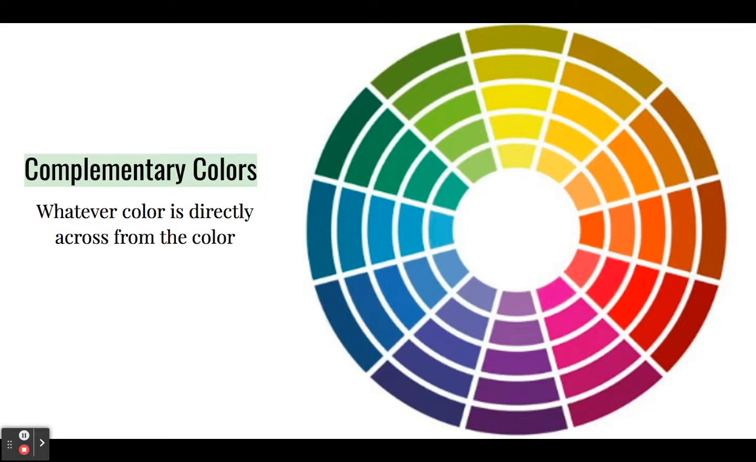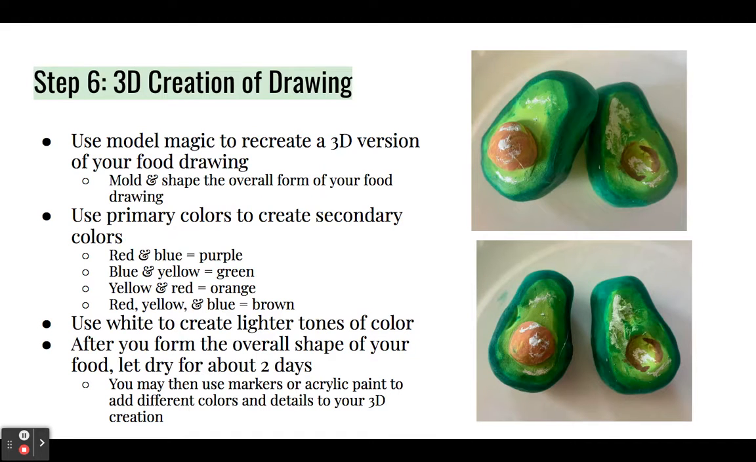So just use this to help you with figuring out exactly what colors you are going to use for your background. Step 6 of this project is you're going to create a 3D creation of your drawing. So essentially, you'll either use Model Magic or any sort of clay to create a 3D version of your food drawing. What you'll do first is mold and shape the overall form of your food.